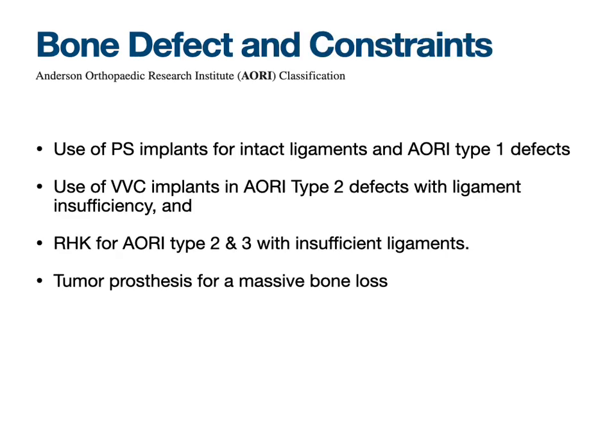You'll remember I talked about constraint with the bone defect, and there's a clear recommendation that for all type 1 defects, a PS implant should be used. For type 2, a VVC implant should be preferred, and for anything more significant, we should use an RHK.